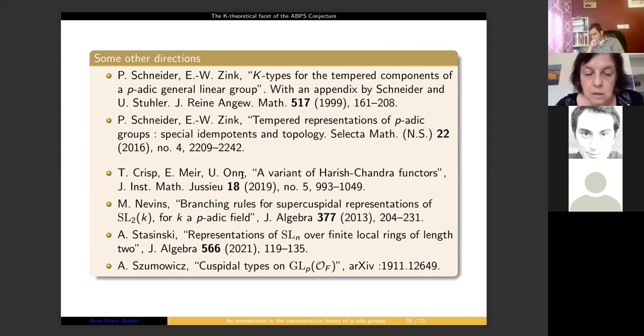Okay, so this is one direction, but if you want to consider representations which are not depth 0, there are, I would say, two ways of doing that.